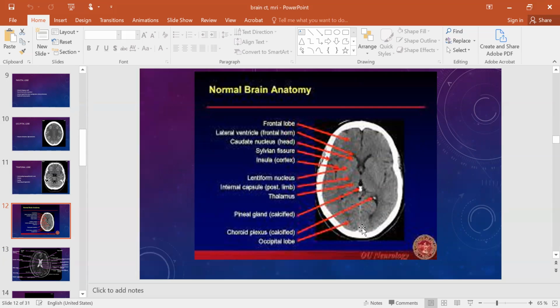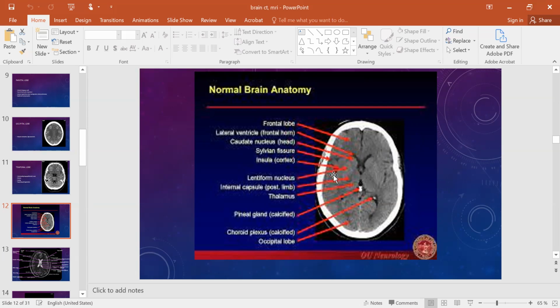Here is located the falx cerebri, which divides the two hemispheres. Here we have pineal gland, choroid plexus, occipital lobe, frontal lobe, lentiform nucleus and internal capsule, thalamus on both sides, lateral ventricles, frontal horns of lateral ventricles. The Sylvian fissure is located here.